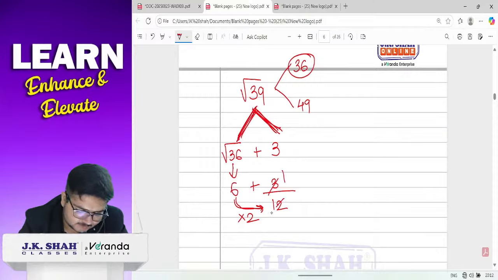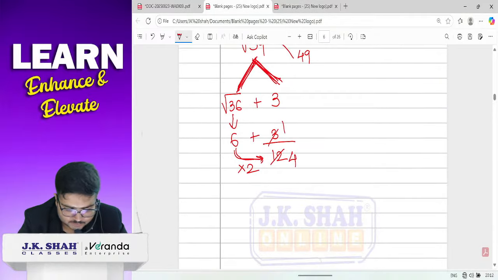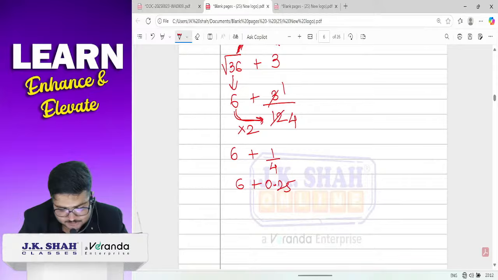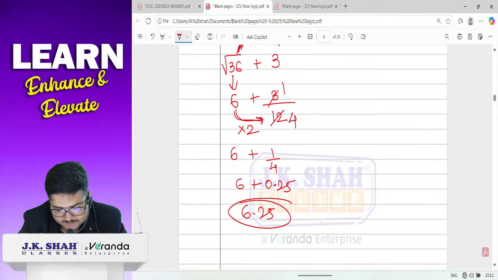3 ones are 3, 3 fours are 12. So now you have to solve 6 plus 1 upon 4. What is the value of 1 upon 4? It is 0.25. 6 plus 0.25 is 6.25. This is your final answer.